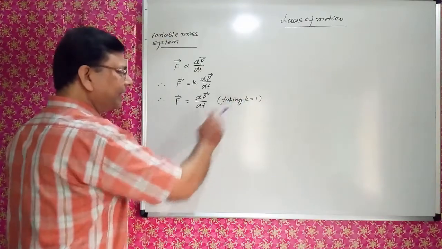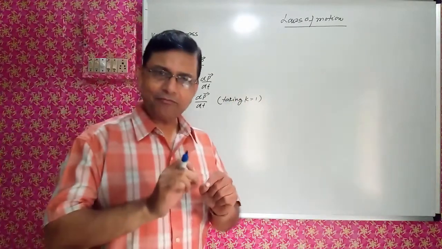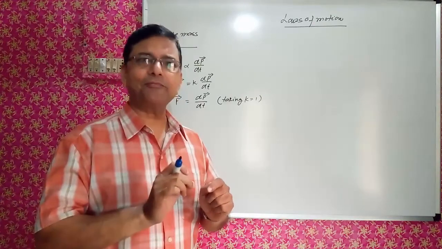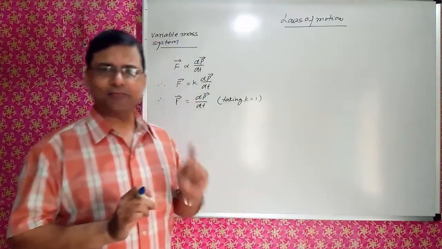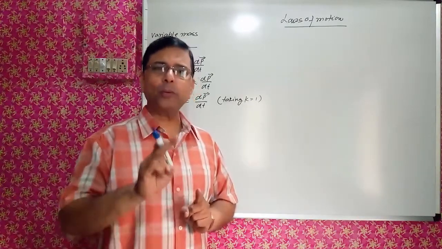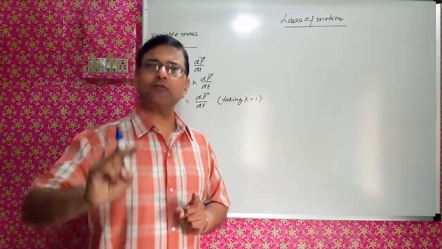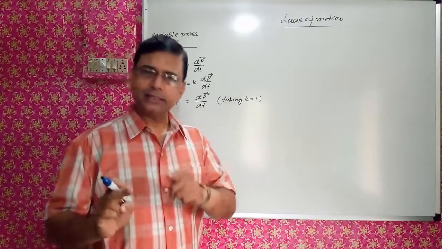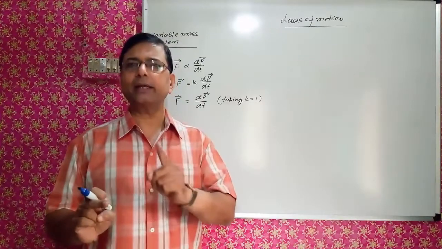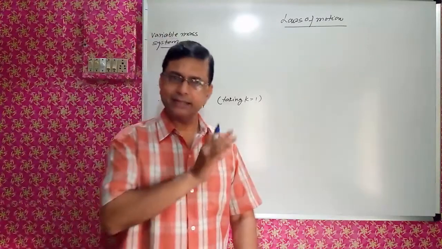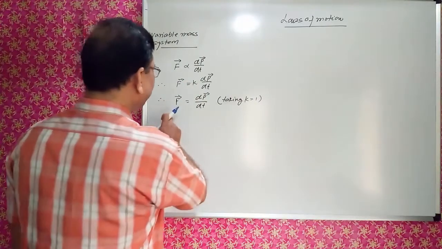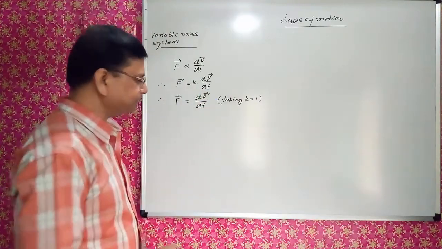Now, why did I take k is equal to 1? Because when F is equal to k m a, then force F, that is 1 Newton, is defined as the applied force on 1 kg mass which creates the acceleration of 1 meter per second square. That is 1 is equal to k into 1 into 1, that is why k is equal to 1. That is the definition I have already given in the previous videos. So F is equal to dp upon dt.